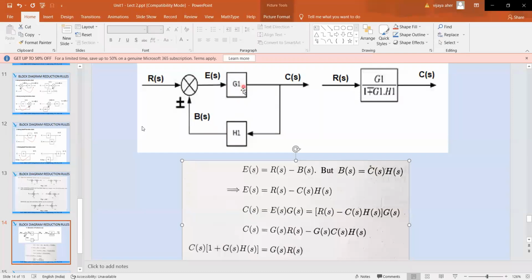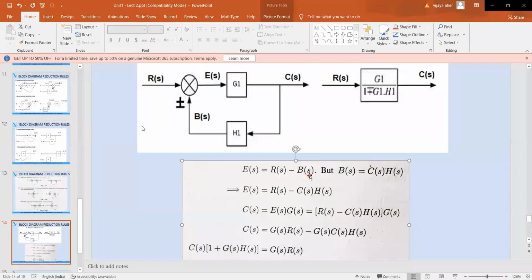So what is in this block? Your process. What is in this block? The feedback element. So the transfer function of the process is G1, and the transfer function of the feedback element is H1. Now for the error signal we write the equation from this block diagram. So E(s) is equal to R(s) minus B(s). R(s) is the input, B(s) is the feedback signal.